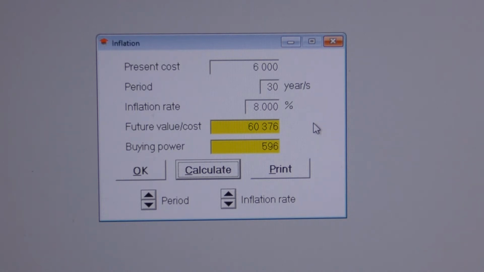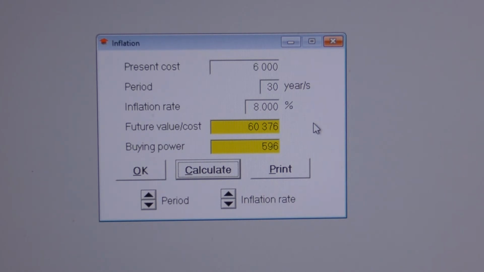In other words, if it costs you 6,000 Rand for food today, then when you go on pension in 30 years' time, it will cost you 60,376 Rand a month for food. Will your current pension be enough, or should you now start putting money away for your future?